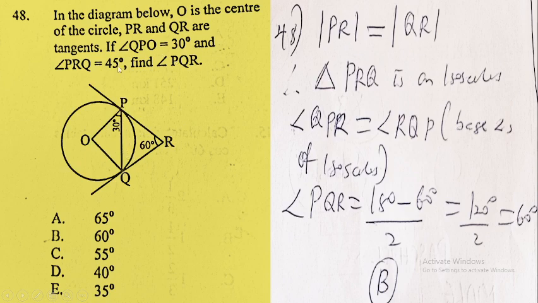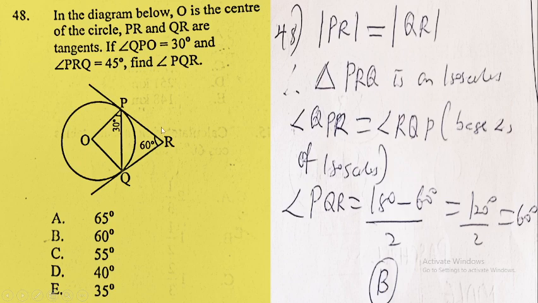There is a typographical error here. PRQ is not 45 degrees, it is 60 degrees according to what is written in the diagram. So that should be a typographical error from the question. So now we'll use what is in the diagram. This angle is 60 degrees.